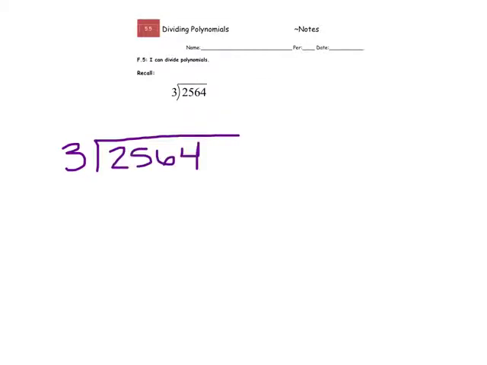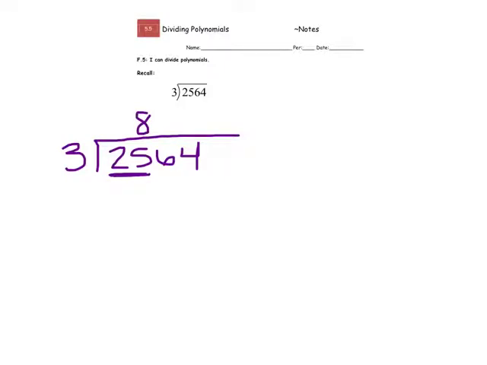All right, so first we're going to recall how we do long division, because that's the first way we're going to divide this, but we're going to do it with polynomials. Let's see. We're going to take 3 and see if 3 can go in 2, which it doesn't. So now we're going to see if 3 can go into 25, which it does. How many times does 3 go into 25? 8 times. So 8 goes on the top.